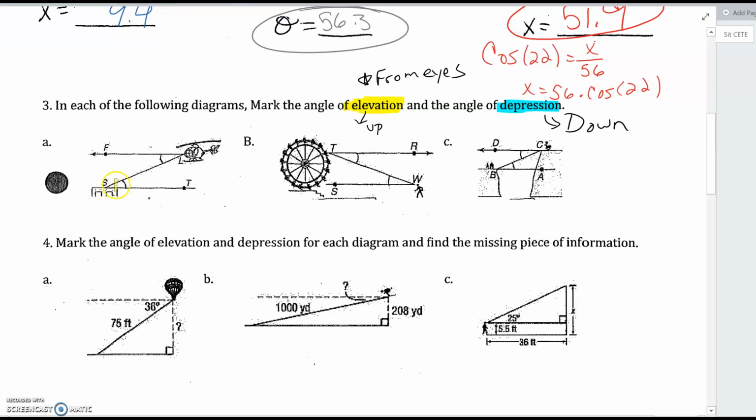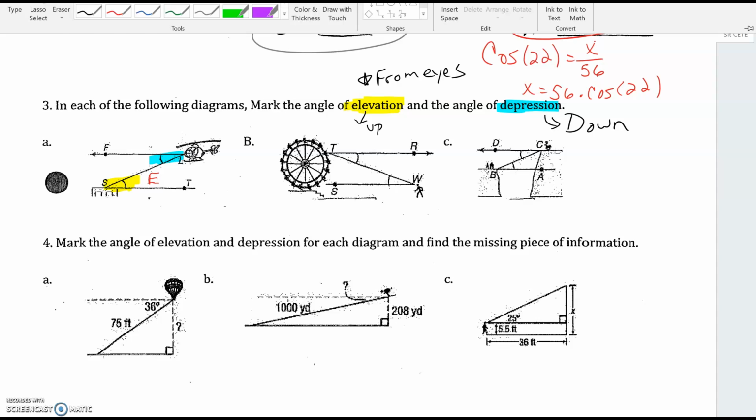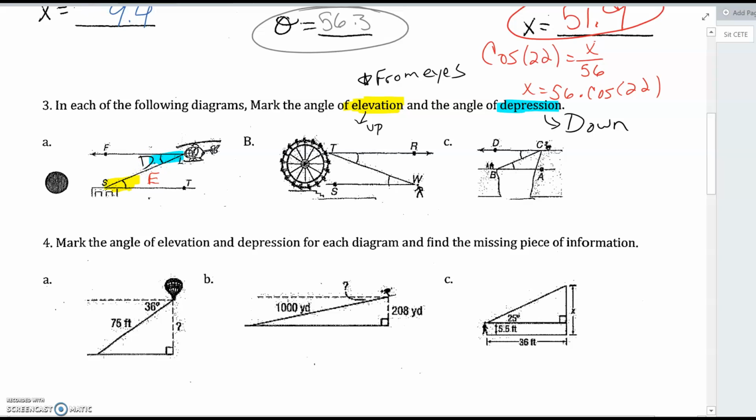So here, elevation would be the yellow. If I'm standing on the top of a building looking up, that's going to be my angle of elevation. So my E is looking up, and then the angle of depression is always looking down. But if you notice, these lines, if you're looking off into the distance, these are parallel. So what I have are alternate interiors. So really these angles always equal each other because I will have parallel lines going in between there.